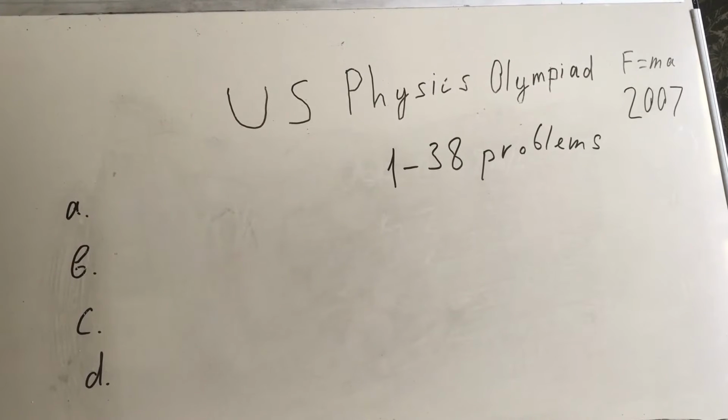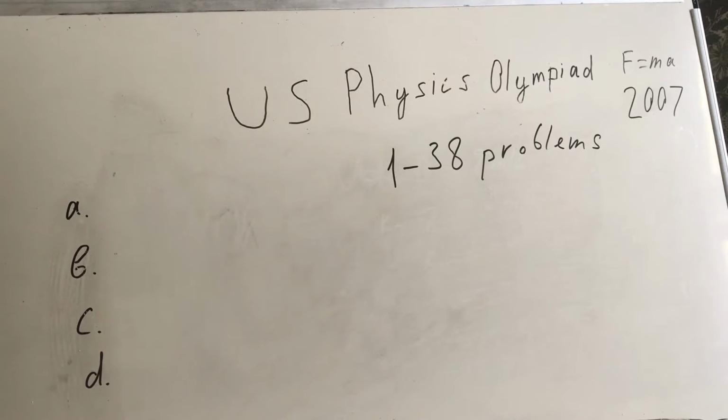Hello everybody. Today we will discuss problems from US Physics Olympiad 2007. First round, it's called F equal ma. There will be 38 problems, not very hard, I would say middle level problems.